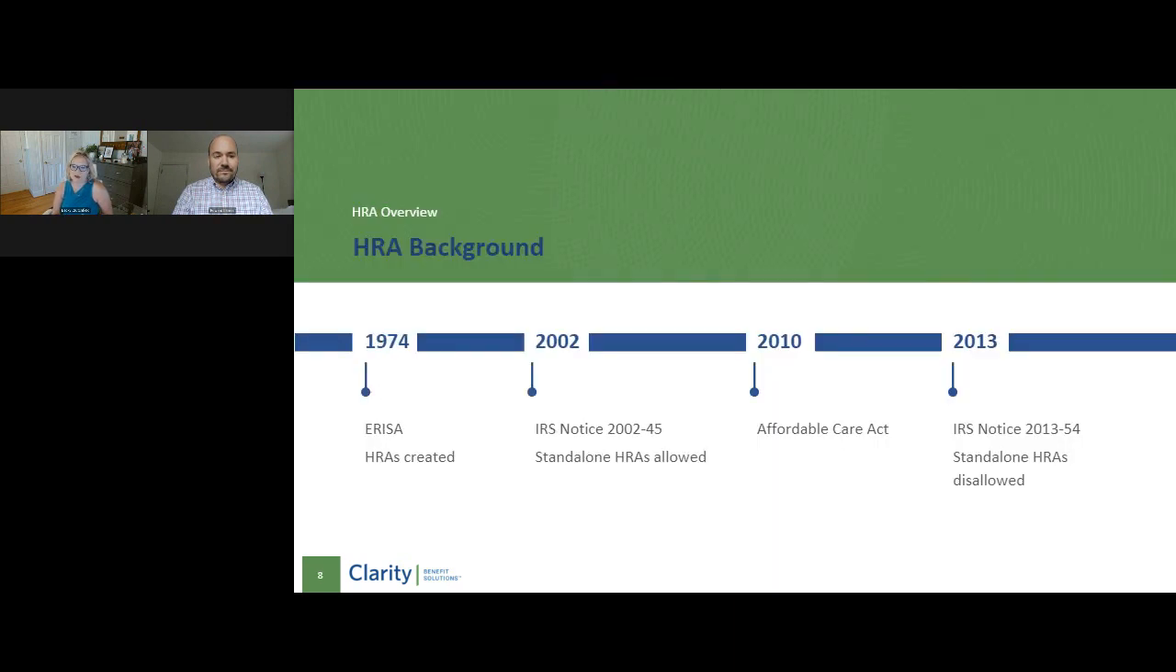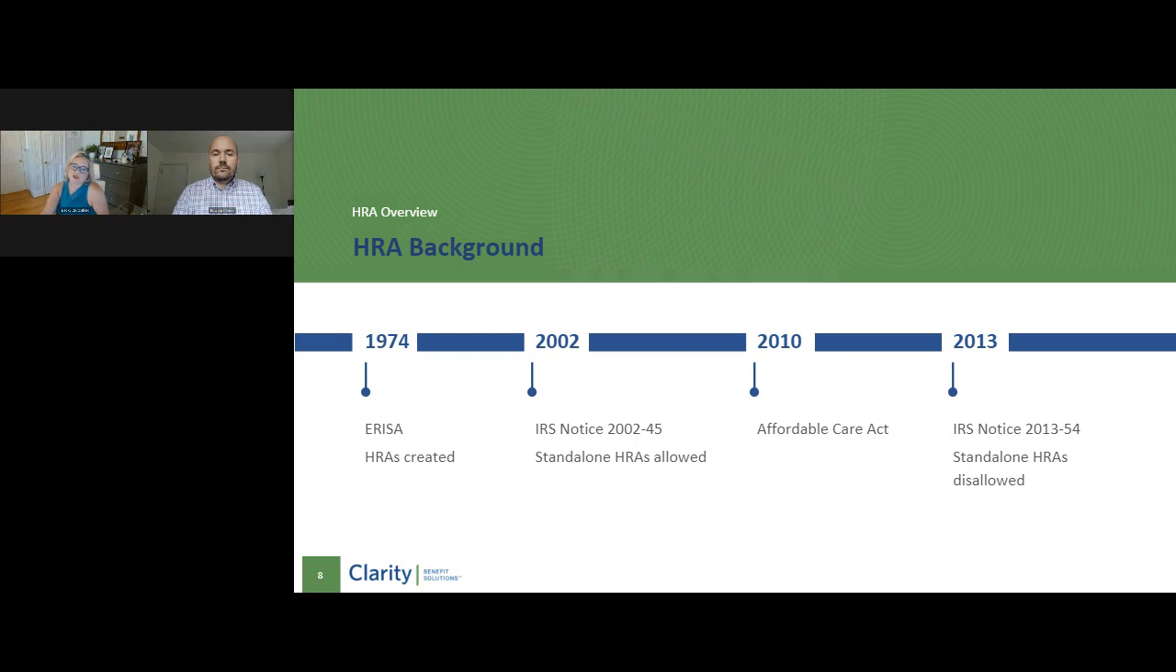So how did HRAs come to be? Let's take a quick glance at the history of this important benefit. Okay, hold on, because this is the part that's a little bit tedious, but we're going to get you through it. In 1974, Congress passed the Employee Retirement Income Security Act, or ERISA. One of the after effects of this landmark legislation was the official creation of Health Reimbursement Arrangements, or HRAs. Part of ERISA's intent was to make sure that employers' arrangements for health benefits were provided fairly to all employees.